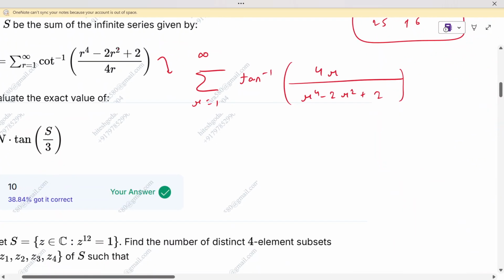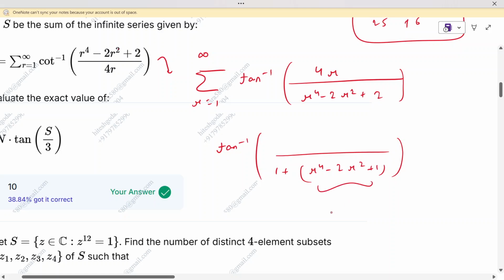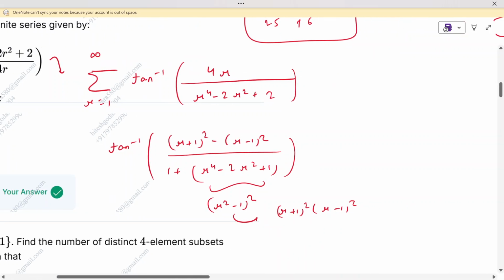I can write this 2 as 1 plus 1, so it is 1 plus r to the power 4 minus 2r square plus 1. That is (r square minus 1) whole square, which is (r plus 1) square times (r minus 1) square. And 4r is (r plus 1) square minus (r minus 1) square. So you are getting tan inverse of (r plus 1) square minus tan inverse of (r minus 1) square.